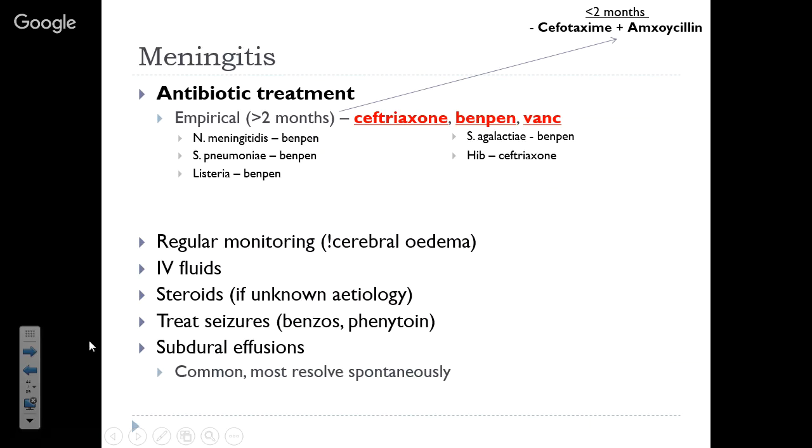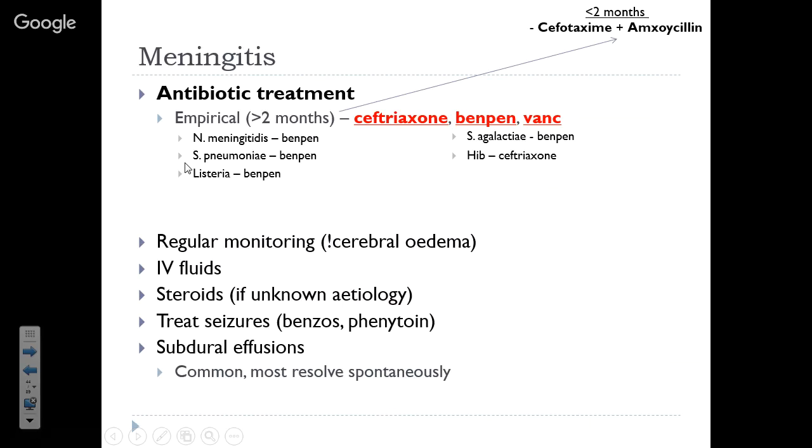In terms of antibiotic treatment, for empirical antibiotic treatment for meningitis, which is the sort of thing you want to start straight away, the guidelines recommend ceftriaxone, benpen, and vancomycin as well. Those three are your friend, mostly ceftriaxone and benpen. Once you identify the specific bug or causative agent, then you want to consider more targeted therapy. But as you can see, most of the bugs are covered by benpen anyway. So ceftriaxone and benpen are your friends.